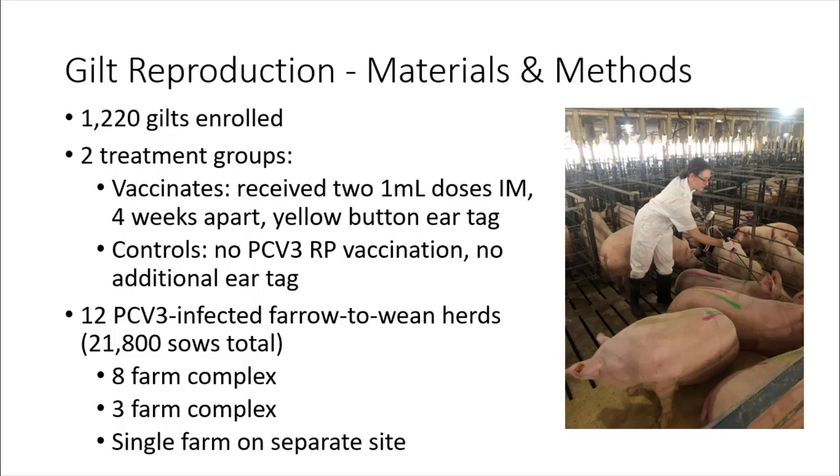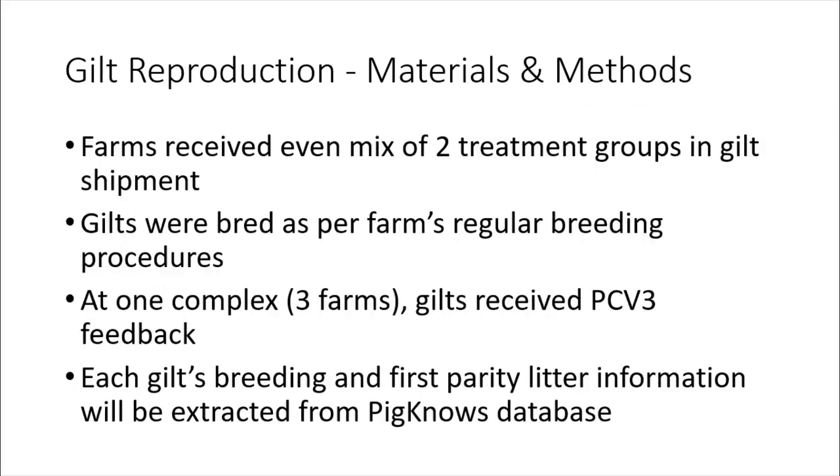And then those gilts were distributed to 12 infected farrow to wean herds, 21,000 sows roughly, 1 8-farm complex, 1 3-farm complex, and 1 single standalone sow farm. Again, each sow farm received both treatment and control gilts. They were bred normally. They were heat checked, entered into the herd, bred normally for the farm's normal protocol.